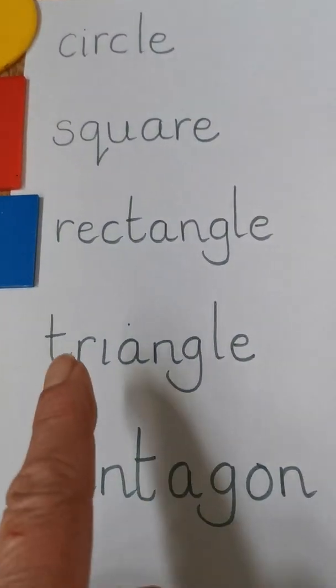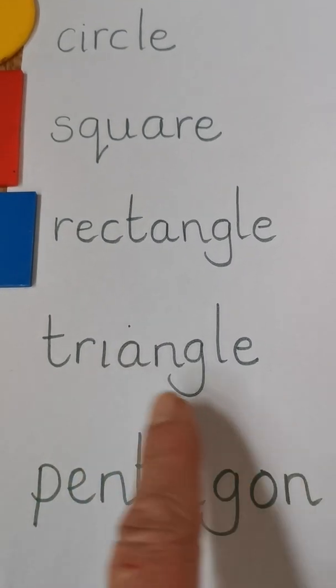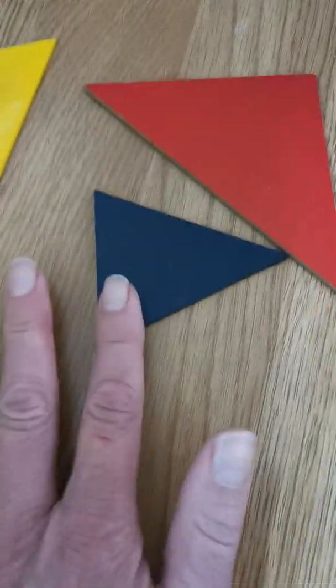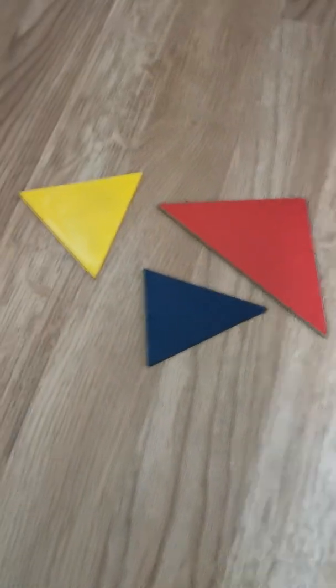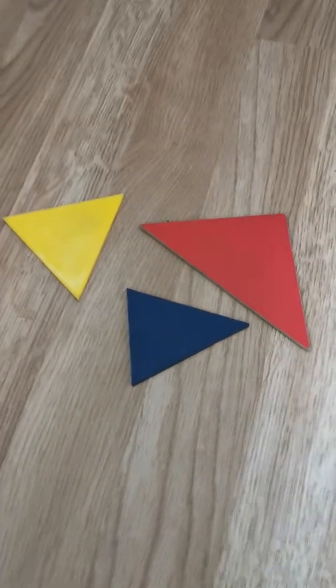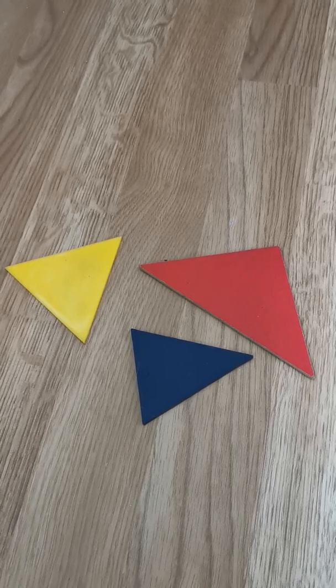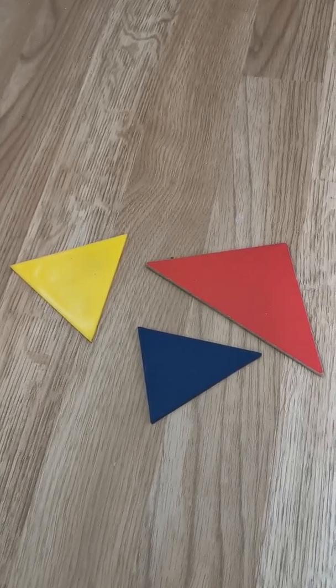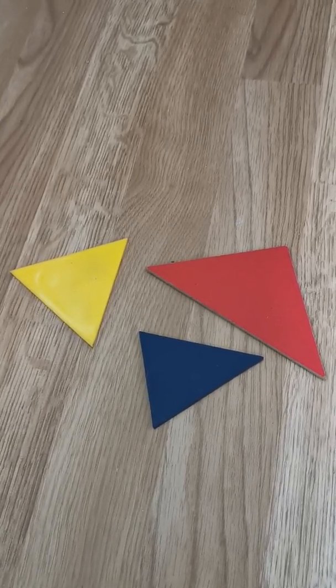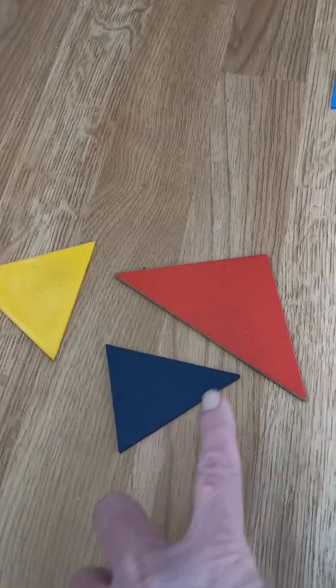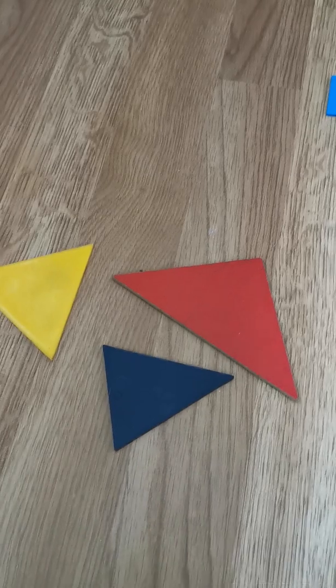Look at what the next one says. Triangle. Triangle. I put my triangles over here because triangles don't always look the same. Have a look how many sides they have. How many side edges have all of those triangles got? That's right, they've got 1, 2, 3. And 3, 1, 2, 3 vertices.